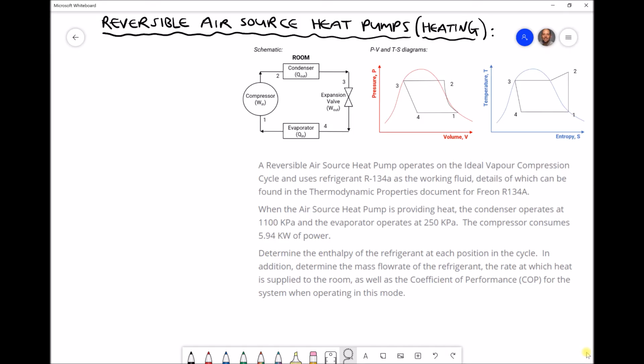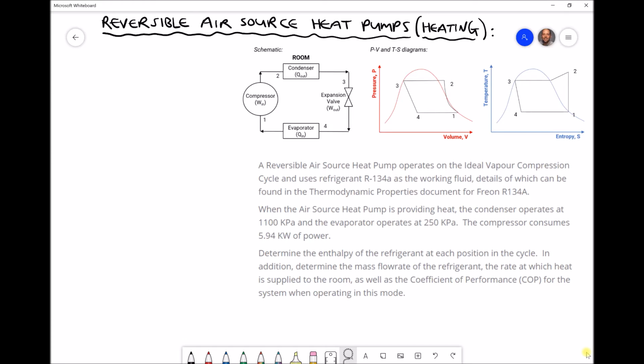In this video tutorial, we're going to be looking at a worked example for a reversible air source heat pump. Reversible air source heat pumps can be used in both heating and cooling applications, so they can be used to heat a room or a space, or to air condition a space. In this first example, we're going to be looking at the air source heat pump in forward bias, and in this instance, it's going to be used to heat a room. In the next video, we'll see how a similar device can be used for cooling or air conditioning.